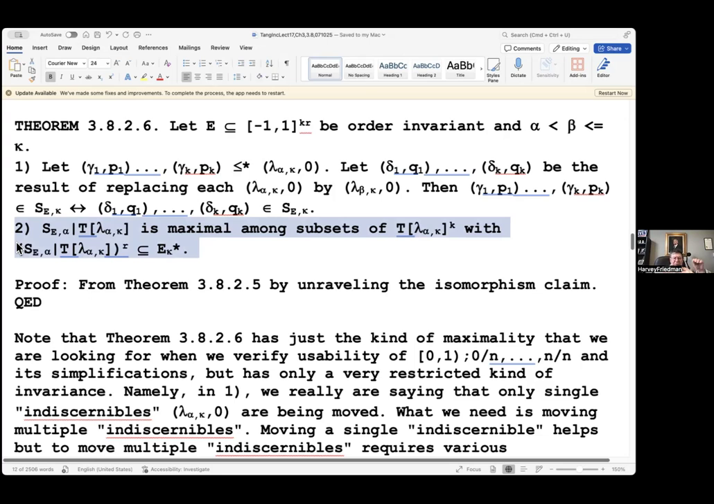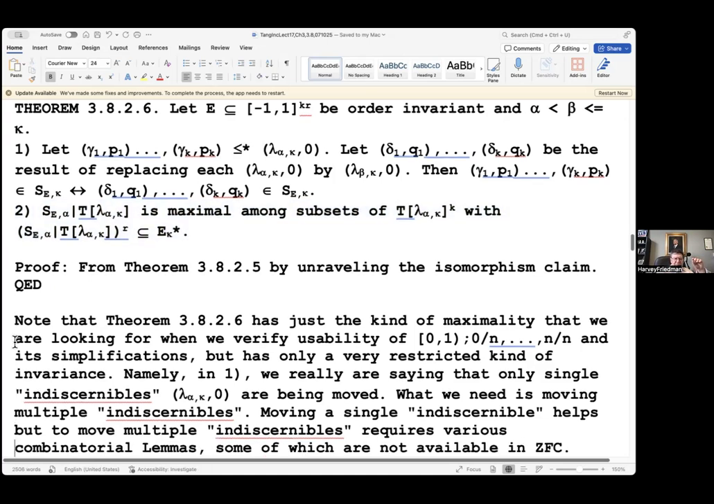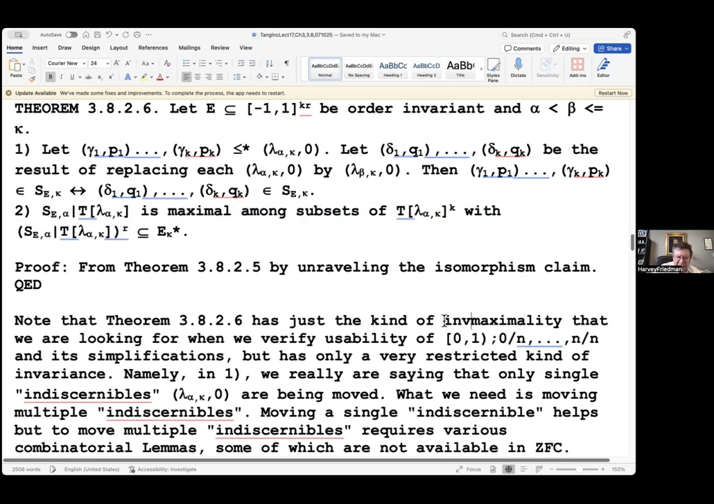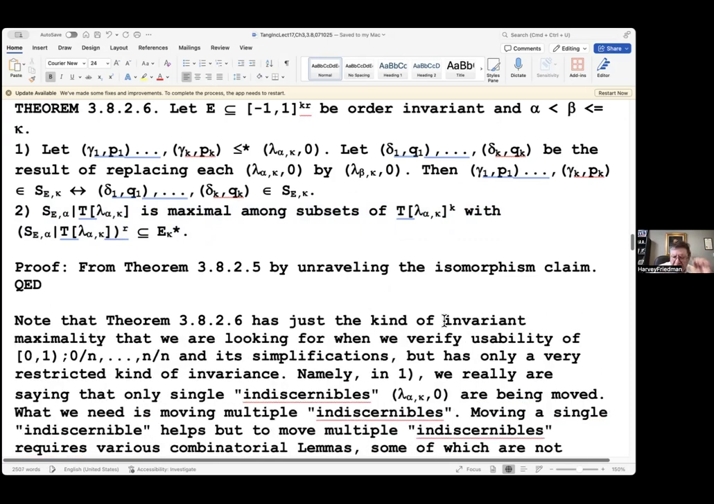All right. This is from the previous statement. Now for some pep talk. Note that this theorem is just the kind of invariant maximality we're looking for when we verify usability and its simplifications, which is what we're doing now, but it has only a very restricted kind of invariance.